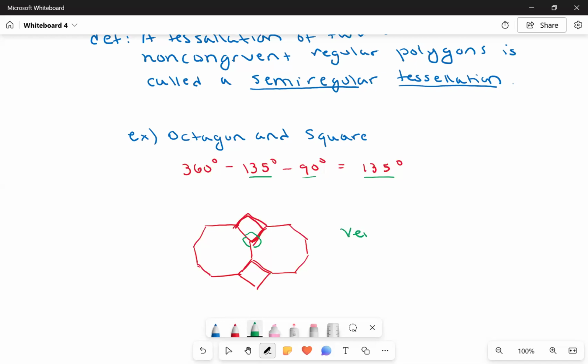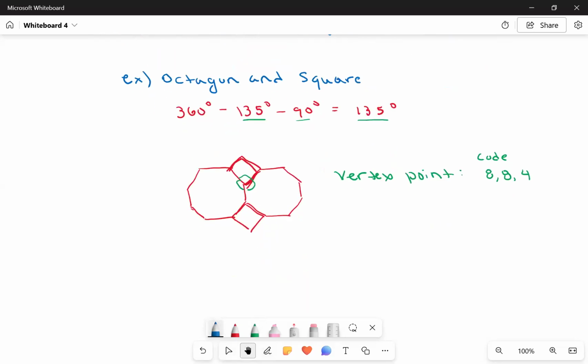So for the vertex point, we can actually do a really cool thing where we create a code for the vertex point and indicate the shape of the polygons, how many sides they have, that make a good vertex point. So the code would be 8, 8, 4. So 2 octagons and a square. All right, moving right along with tessellations.